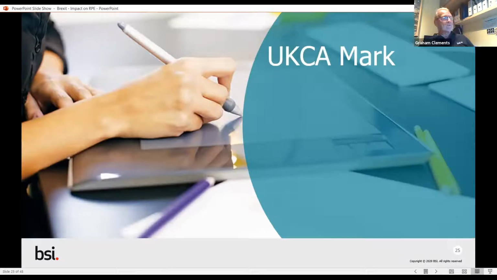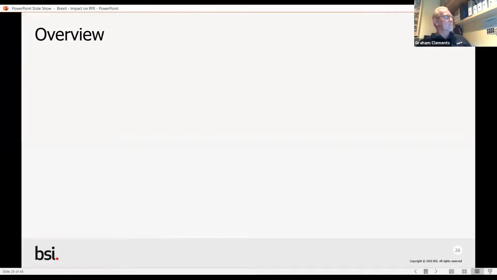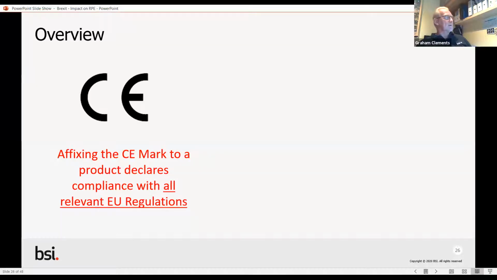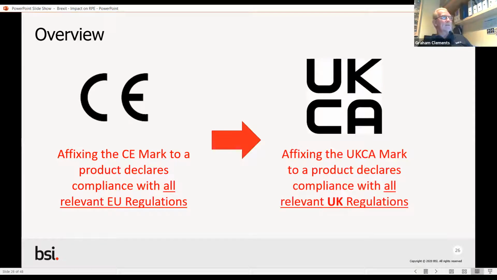So we get to the actual part where you've got to mark your products now, the UKCA Mark. So it's available on the internet. So CE, affixing the CE mark to all products declares compliance with all relevant EU regulations, which is very appropriate to respiratory protective equipment where you've got powered air systems, because you've obviously got things like EMC and LVD as well, and may well apply to the power unit. And UKCA is virtually the same rule. Affixing the UKCA mark to a product declares compliance with all relevant UK regulations. So nothing really changes in concept there.